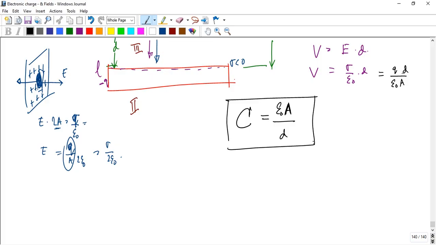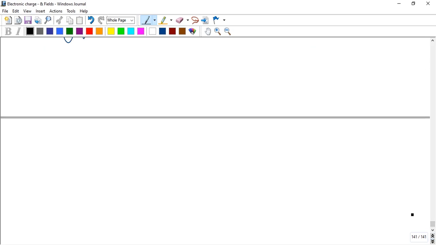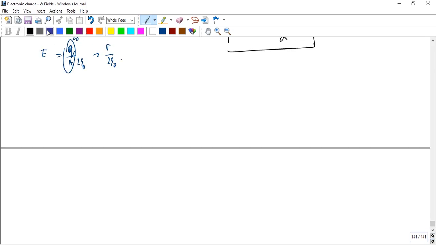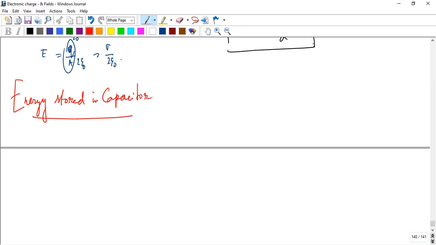Now we calculate another interesting thing: how energy is stored in a capacitor and how much energy is stored in a capacitor. Discuss energy stored in a capacitor.